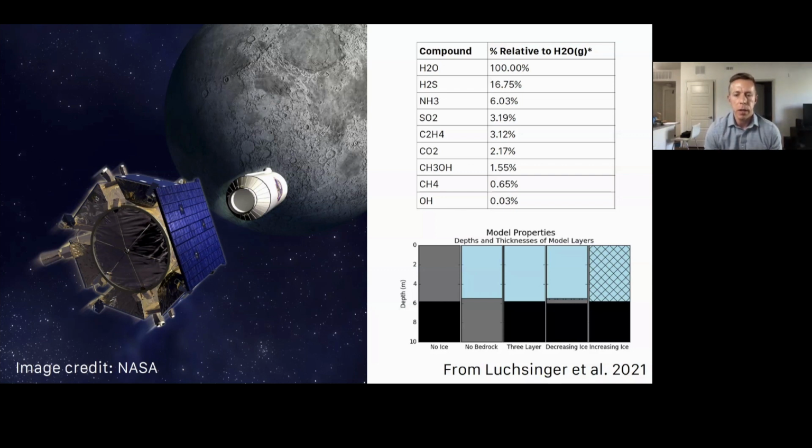So this work by Christian Lutzinger looked at these different potential stratigraphies of ice, and there is some degeneracy between these different models, but the best fit had an increasing amount of ice with depth. And there was some evidence for a strong layer at about 5 to 6 meters down that could indicate pore-filling ice or potentially excess ice as well.